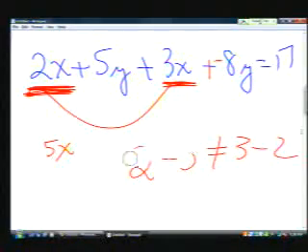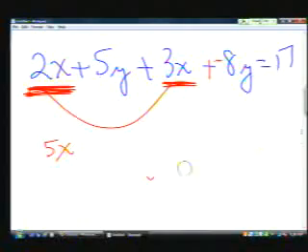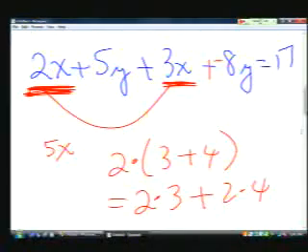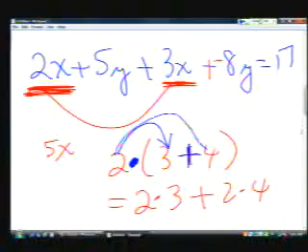And then it's important, I already told you about the distributive property. 2 times (3 plus 4), that's the same thing as 2 times 3 plus 2 times 4. That's called the distributive property. We usually say it's the distributive property of multiplication with respect to addition. So we're distributing the 2 to the 3, and we're distributing the 2 to the 4.